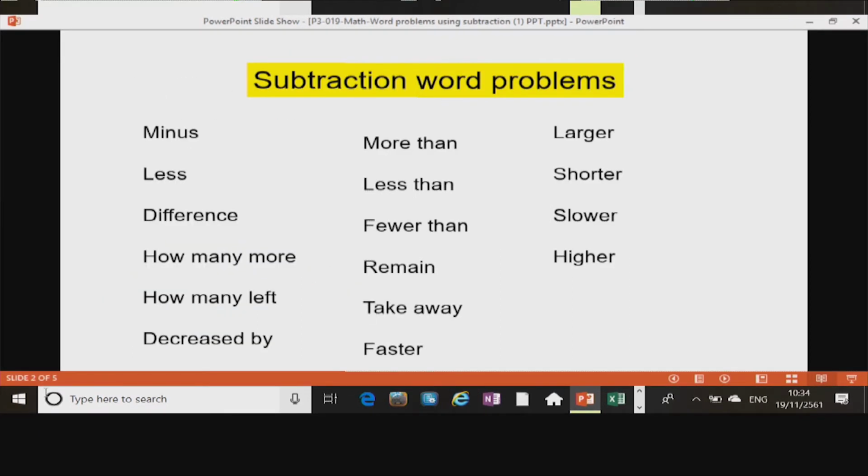And now we have some vocabulary. When you subtract, these are some of the words you will use. So shall we all speak together after teacher? Ready?